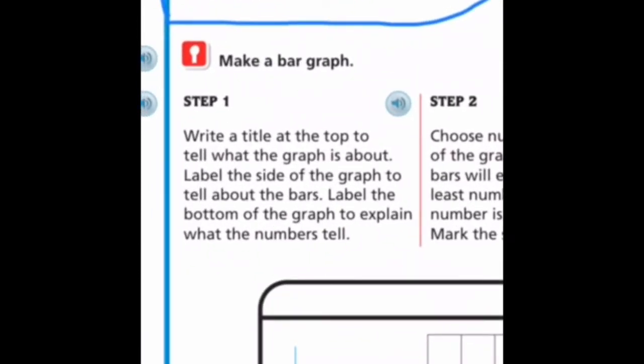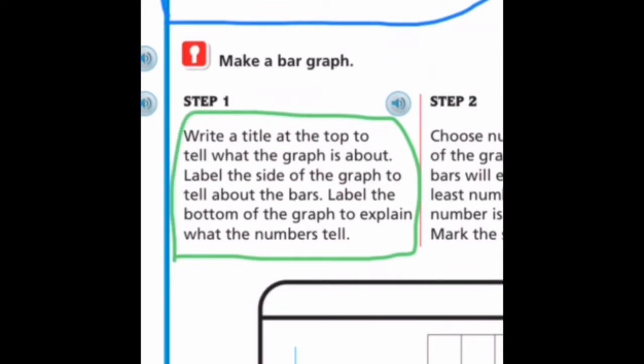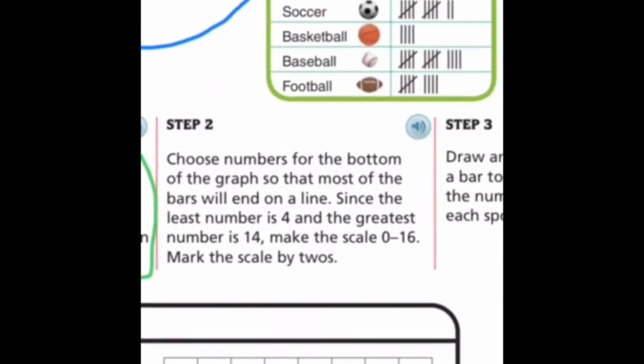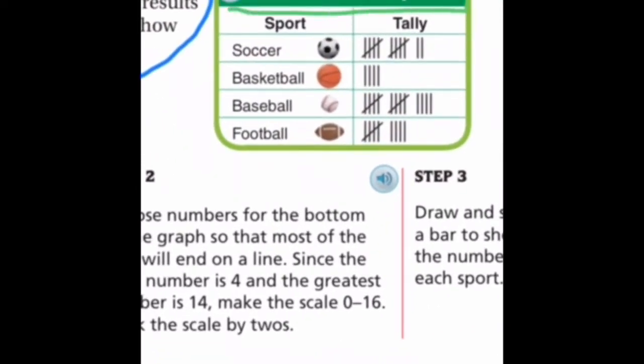Step 1, it says write a title at the top to tell what the graph is about. Also, label the side of the graph to tell about the bars. Label the bottom of the graph to explain what the numbers tell. Well, let's start at the first one here. Write a title at the top to tell what the graph is about. And we know by now we can just use the title from our tally table, and it says favorite team sport. So right up here, we're going to write favorite team sport.